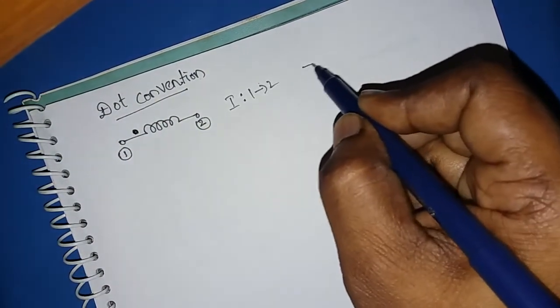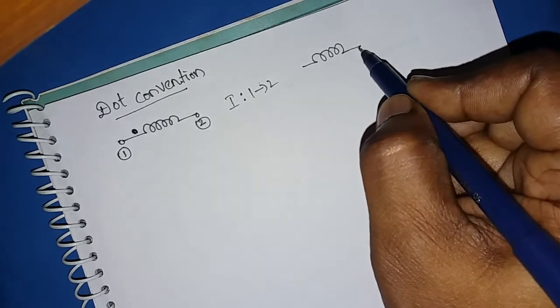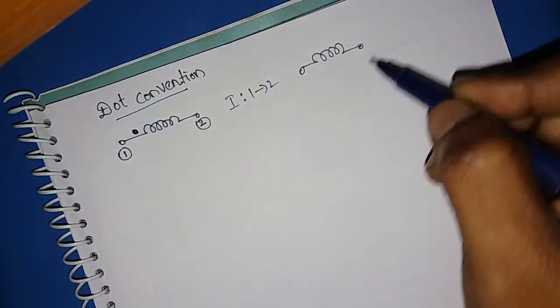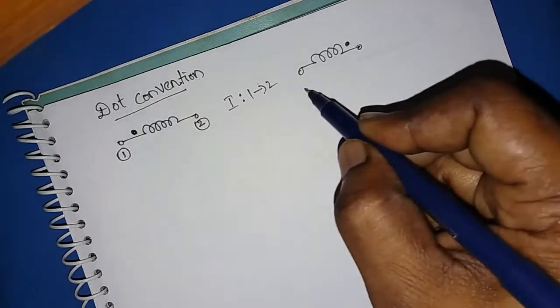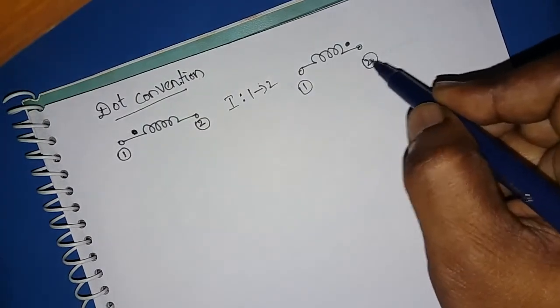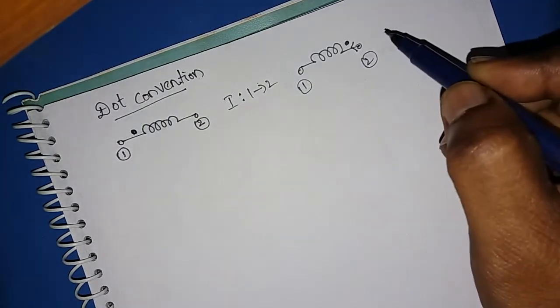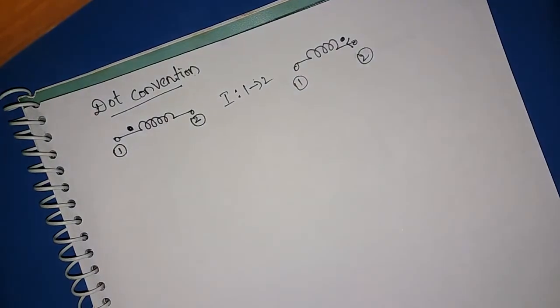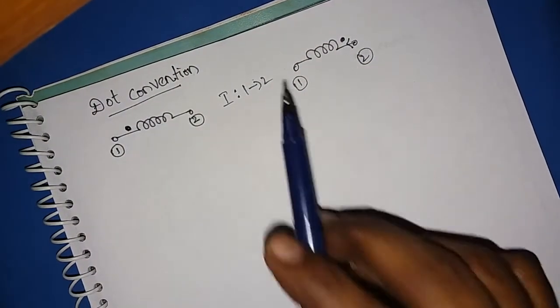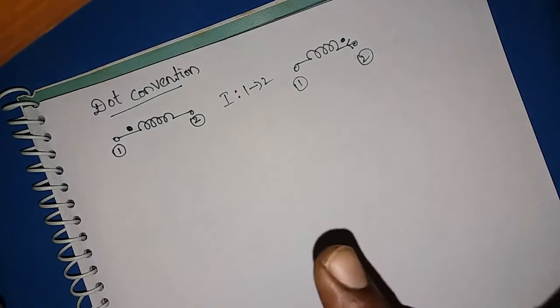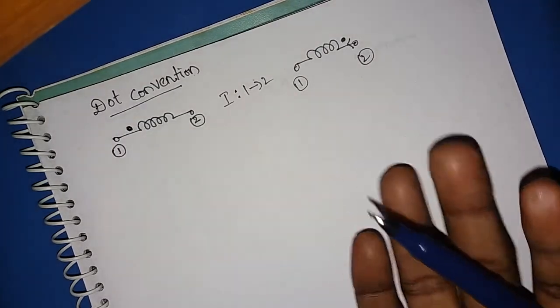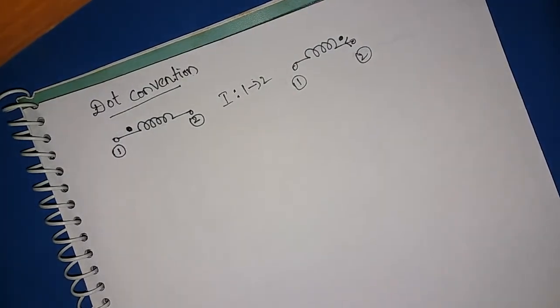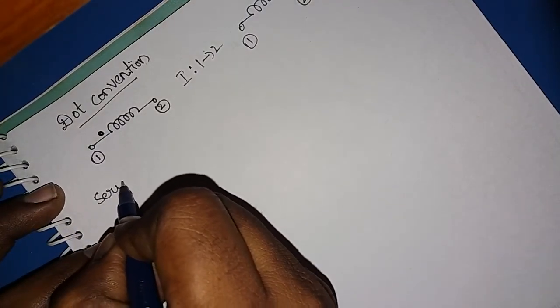If suppose the coil is like this, and the dot I kept here, 1, 2, then the current flows from 2 to 1 like this. That is, the direction is 2 to 1. Okay. So these coils may be coupled either in series or parallel. So first, series coupled coil.